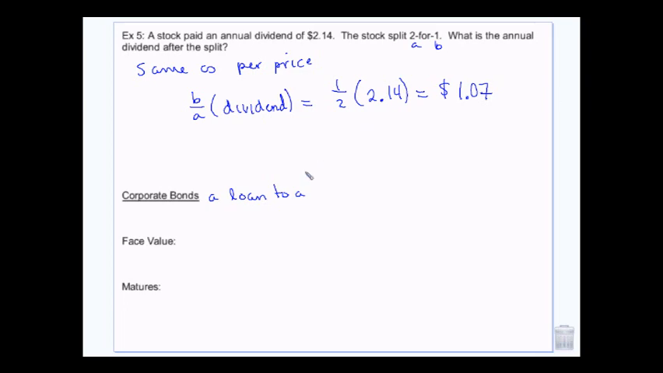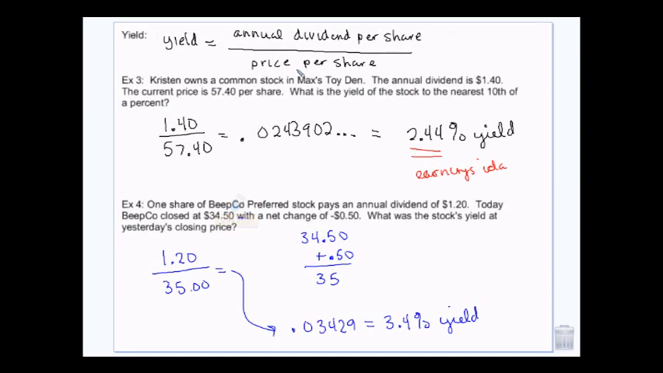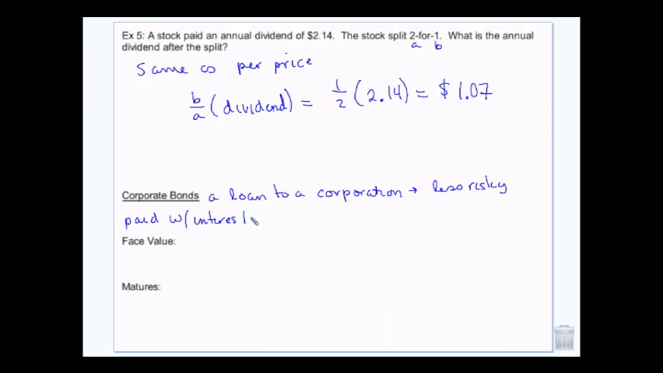Okay. A bond is a loan to a corporation. It's less risky than a stock. You're paid back with interest at a set rate. And that's all determined when you buy the bond. So when you buy the bond, you know I'm going to have this much money at the end of this many years paid back to me.